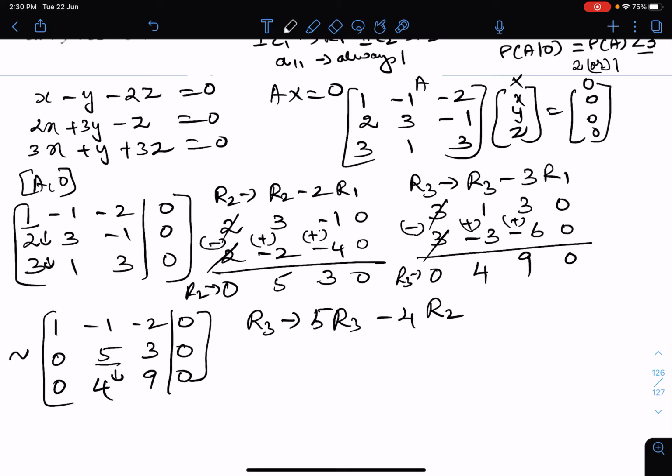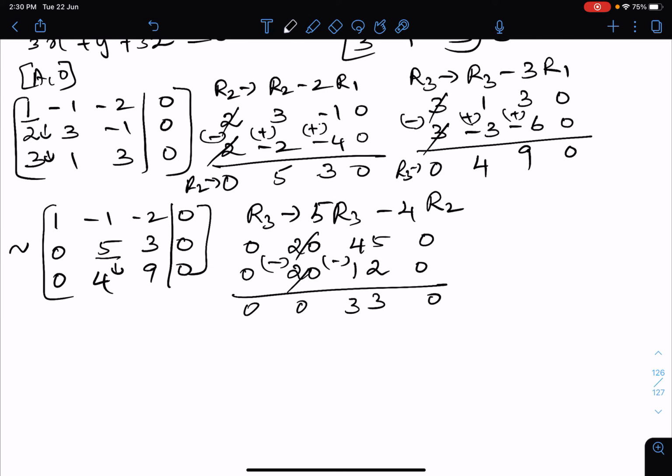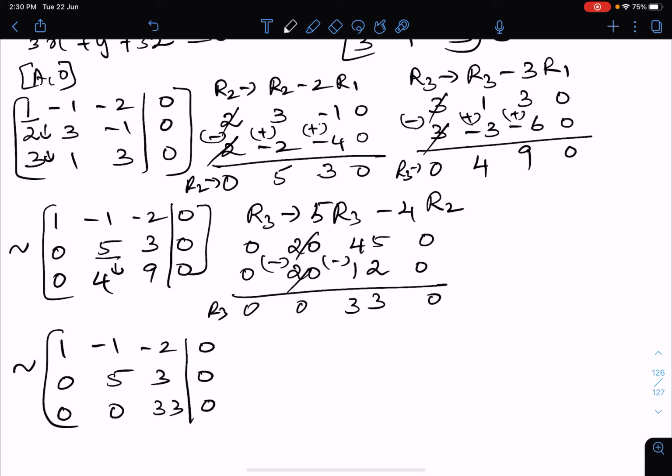So what is 5 row 3? 0, 20, 5 nines are 45, and 0. 4 into row 2: 0, again 20, 4 threes are 12, and 0. Changing the sign, both are plus, so minus; equal and opposite you get 0 and 0. And 45 minus 12 gives you 33. So this is our row 3. Now our equivalent matrix: 1, minus 1, minus 2, 0; 0, 5, 3, 0; 0, 0, 33, 0. This is our augmented matrix, and below the principal diagonal we have reduced everything to 0. So this is in row echelon form.